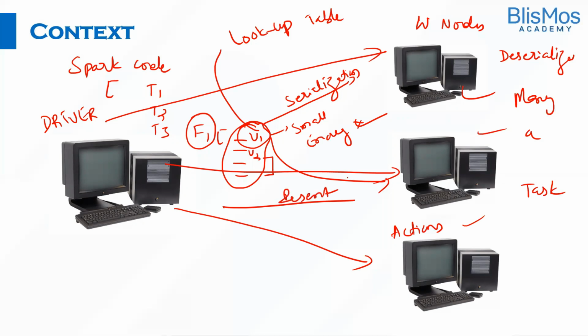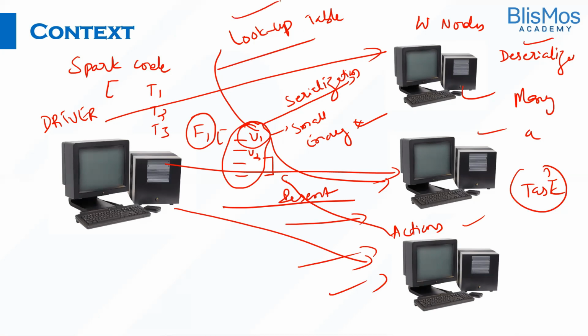Whenever you have a variable inside the function enclosure, it should be serialized and deserialized multiple times, one per task. And if there are many actions which are using the same variable, it should be resent again and again. Imagine, we are not talking about a variable of only some KBs here. We are talking about a variable of GBs, like a lookup table. Then it is inefficient. What is the best way to resolve this?